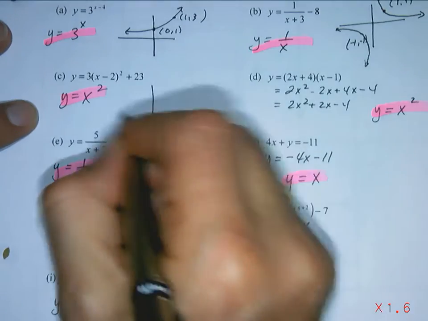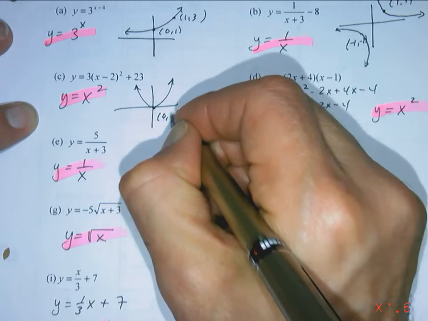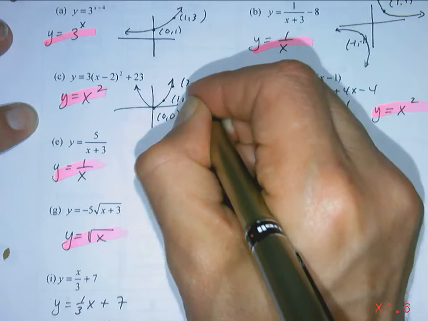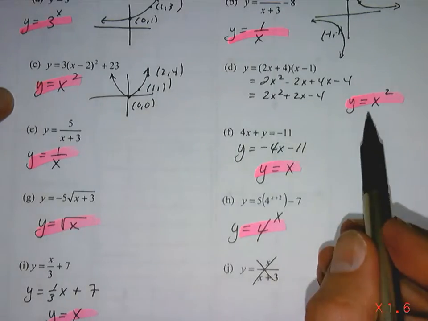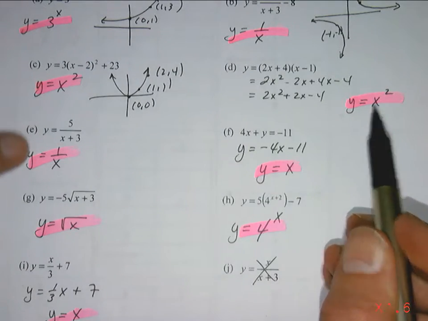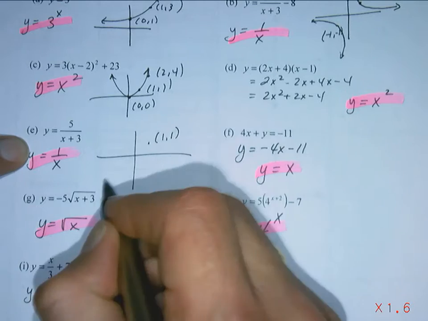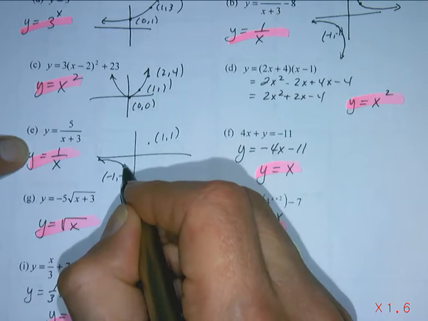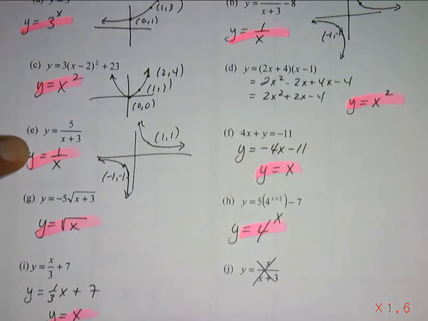X squared: 0, 0, 1, 1, 2, 4. Those are probably good enough to know where that function is. Same with this one. I'm not going to draw it again. 1 over x. Again, 1, 1, -1, -1. Horizontal asymptote, vertical asymptote. That's my base function. The rest is just moving it around.